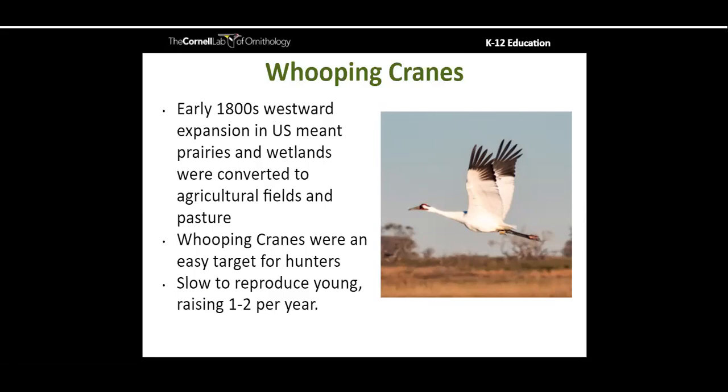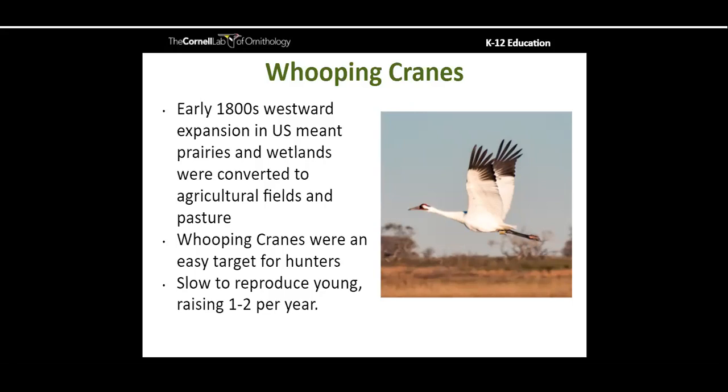Whooping cranes, because they were 5 feet tall and white, were really easy targets for hunters. So they were hunted pretty regularly, could be found in markets for food, and also their feathers. And one of the other aspects of their biology that put them at a disadvantage is that they are slow to reproduce. They lay 1 to 2 eggs per nest. Usually only one of those is going to survive. Sometimes, rarely, both survive. So you're looking at 1 to 2 young per nest or per year for these adults.